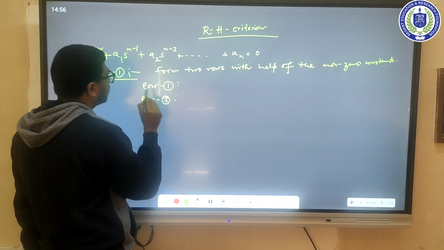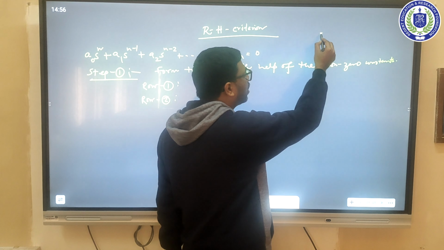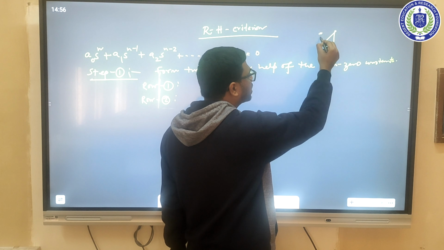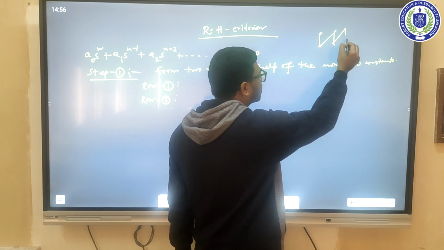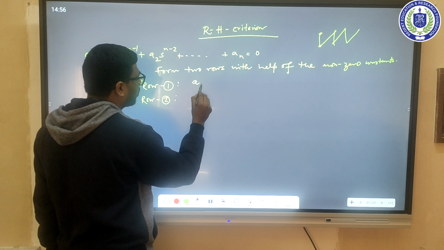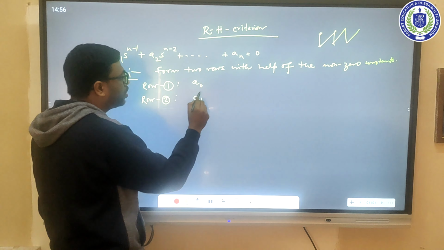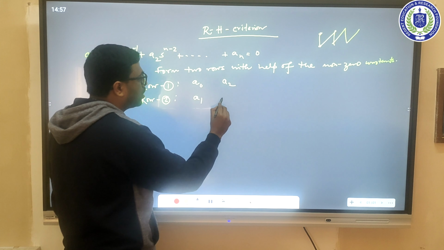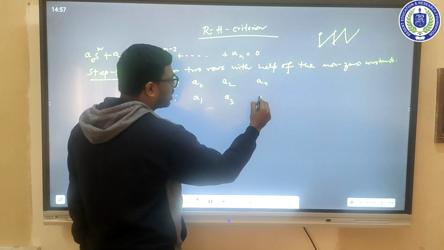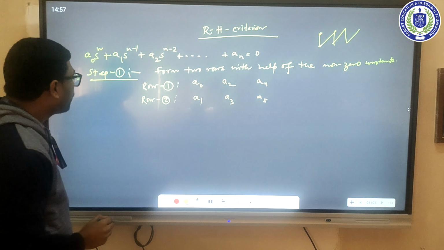Row 1 is formed in a zigzag way. If I place the first constant here, the next will be here, then here, then here, like this. So the first one is A0, then A1, next is A2, which I place here. Next is A3, next A4 will be placed here, next is A5 like this. Now what is step 2?